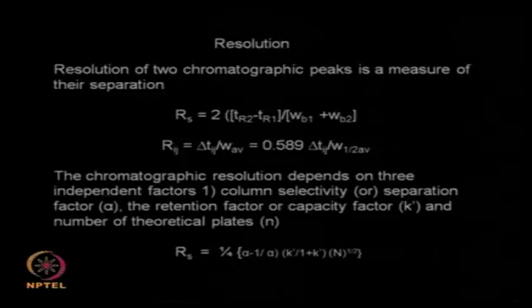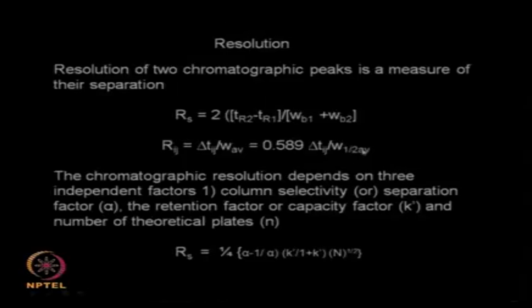So, it depends upon the retention time, it also depends upon the width at the base of the peak. So, resolution is given by 2 times the difference in the retention time divided by the sum of the widths of the bases of the two components, or we can take the width at half maximum, W half, then resolution is given by 0.589 delta T_ij, that means the difference in the retention time of component i and j, divided by the average of the width at half maximum.